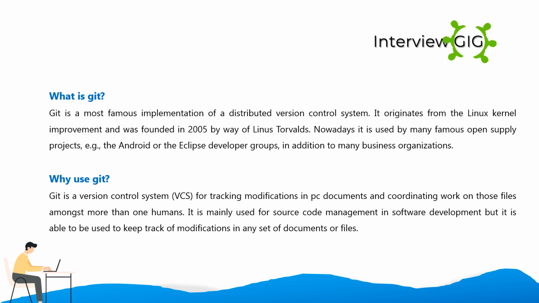Why use Git? Git is a version control system, VCS, for tracking changes in computer files and coordinating work on those files among multiple people. It is mainly used for source code management in software development, but it can be used to keep track of changes in any set of documents or files.